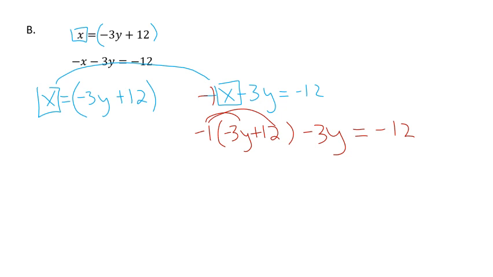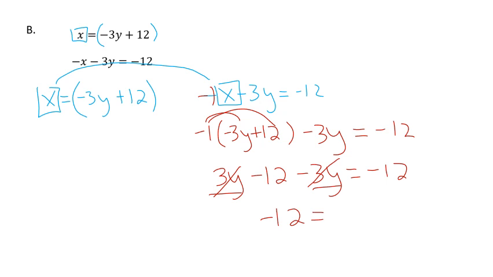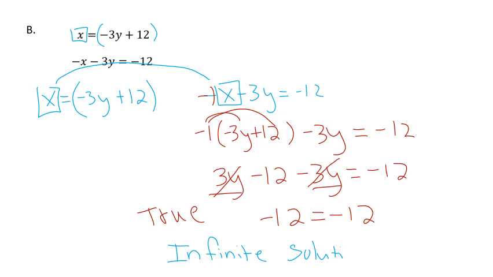When we distribute, we get 3y minus 12 minus 3y equals negative 12. When we combine like terms, the 3y's actually cancel out, and so we end up with a statement of negative 12 equals negative 12, which is actually a true statement, right? We don't have any variables left. So this one we would say there's infinitely many solutions. All right, and then you would be done with the problem.